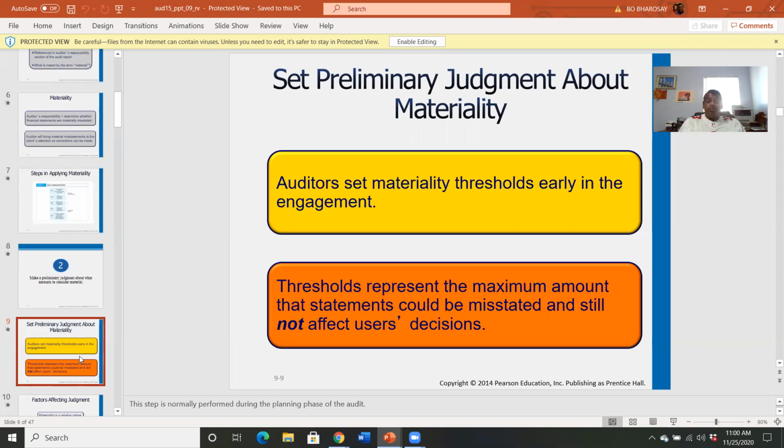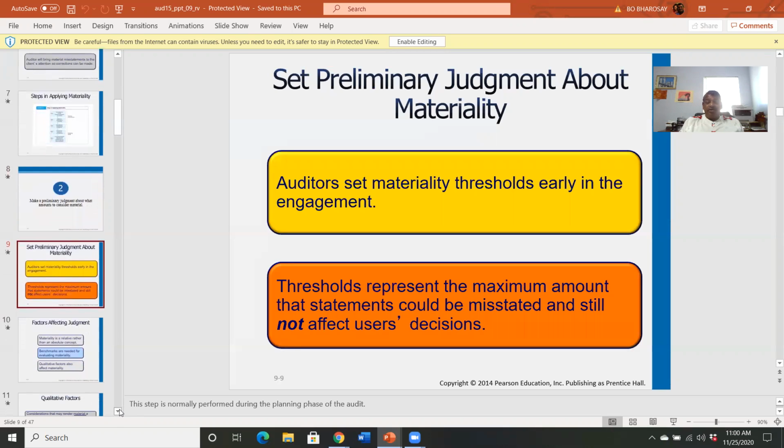The threshold represents the maximum amount a statement could be misstated and still not affect the user decision. So my threshold in the example I gave you is 50,000. If it adds up to less than 50,000, I will not consider them material. I will keep a collection of my errors, and if they're not totaling above 50,000, I would not consider them. That's the threshold I just set in my example. Somebody else may set a different threshold. He may set 40 or 60,000.